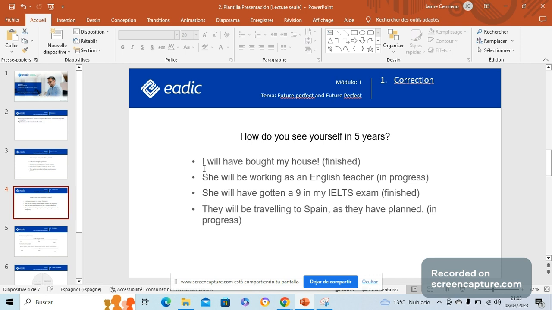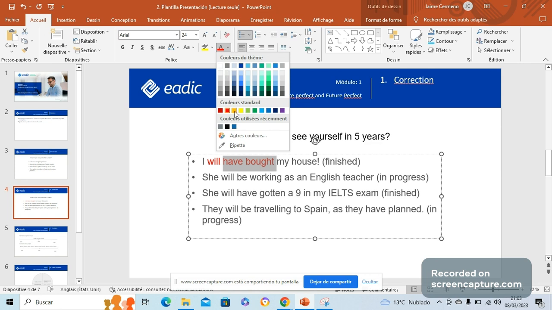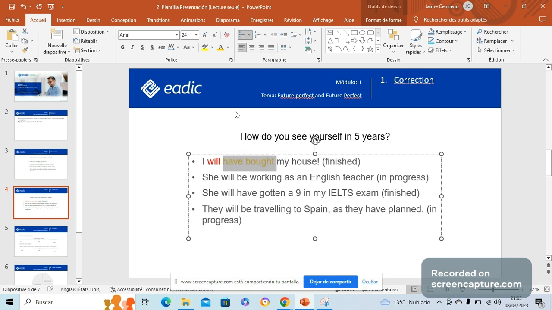I will have bought my house. The first thing that you need to know is that this "will" is gonna be essential. Why essential? Because this is what gives the idea of future. And if you notice here, this part is what we usually have in present perfect, something that you already know how to use because this is an advanced level. I know that you totally understand that.